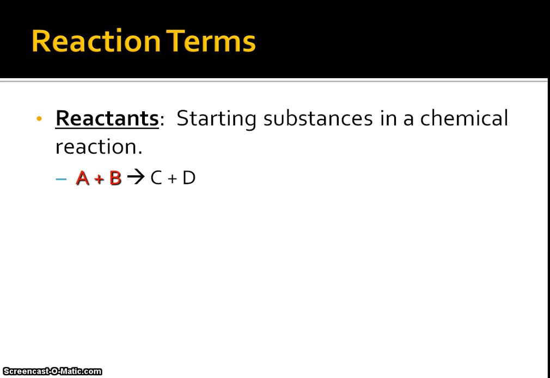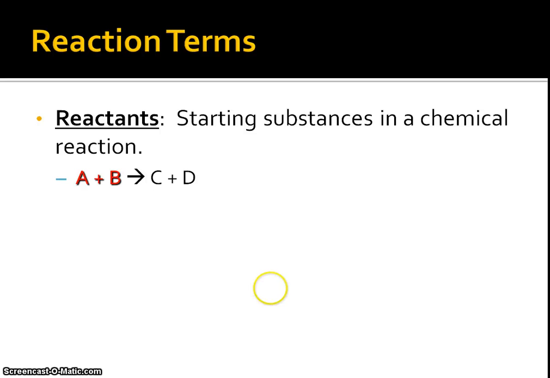There's a few terms that you do need to know. Before you mix two things together, we call them the reactants. So these are the starting things before you actually mix them together. So in your equation, it's going to be everything that's on the left of the arrow. This one is going to be A plus B yields C plus D. A and B are called your reactants.